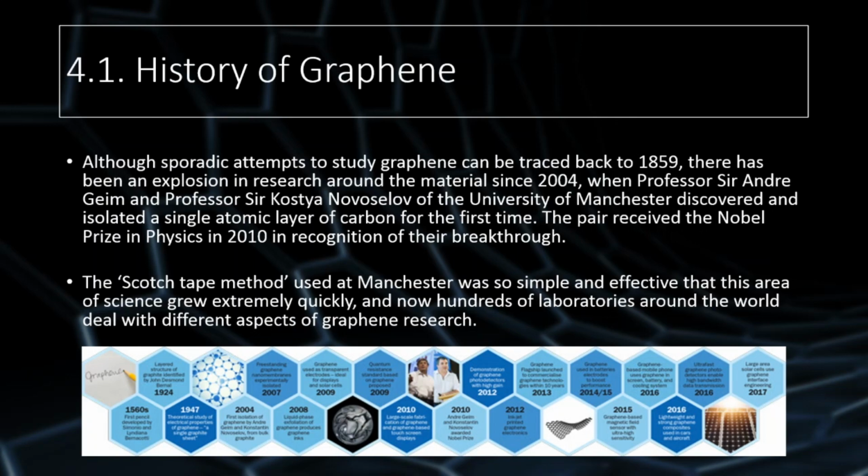The Scotch-tape method used at Manchester was so simple and effective that this area of science grew extremely quickly, and now hundreds of laboratories around the world deal with different aspects of graphene research.